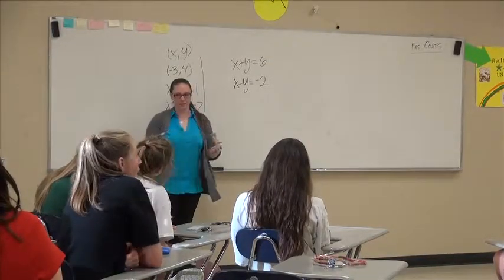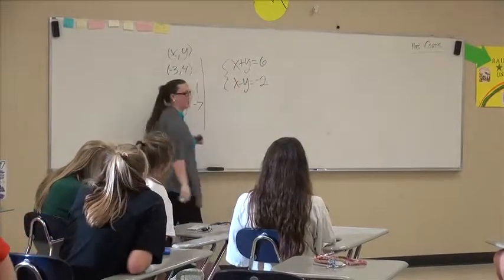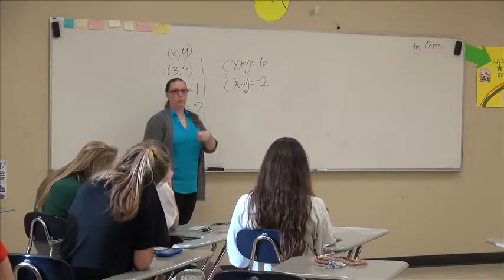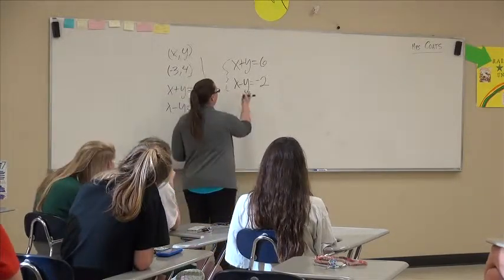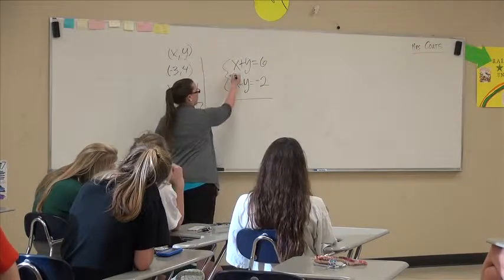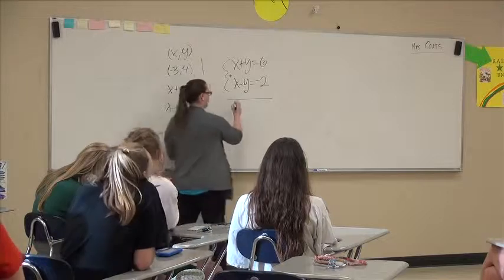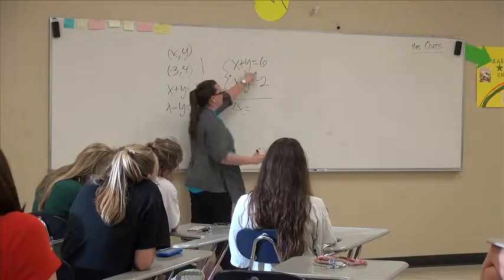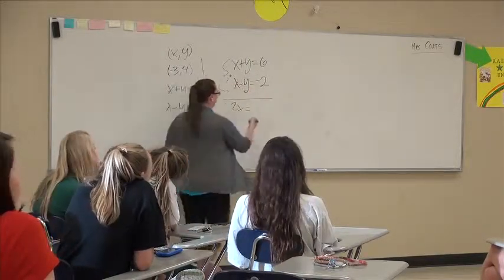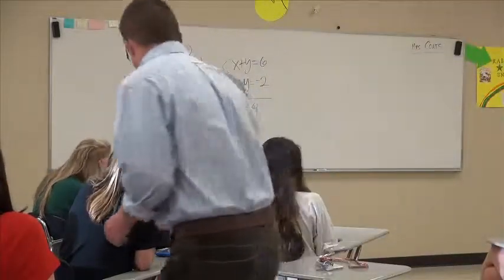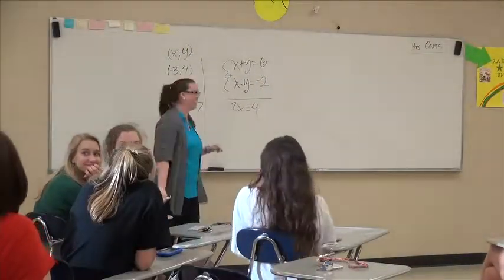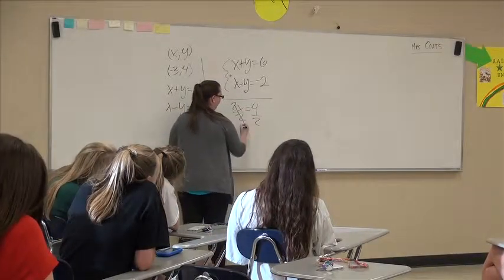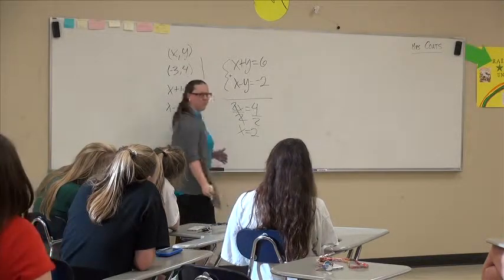So this is our system of equations. What can I do to find what x and y are? I can add my two equations together. If I add the two equations together, x plus x gives me 2x, plus y and negative y cancel out, and 6 plus -2 gives me 4. I've just solved for x. Divide by 2, so x is 2. Was that your x?